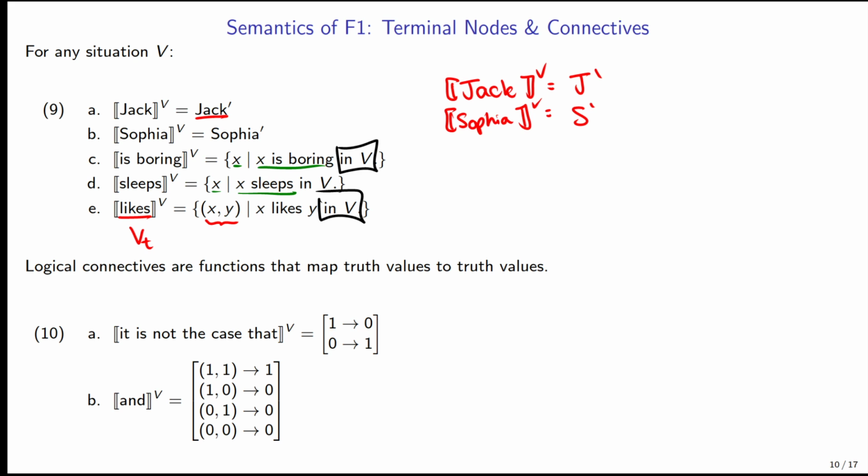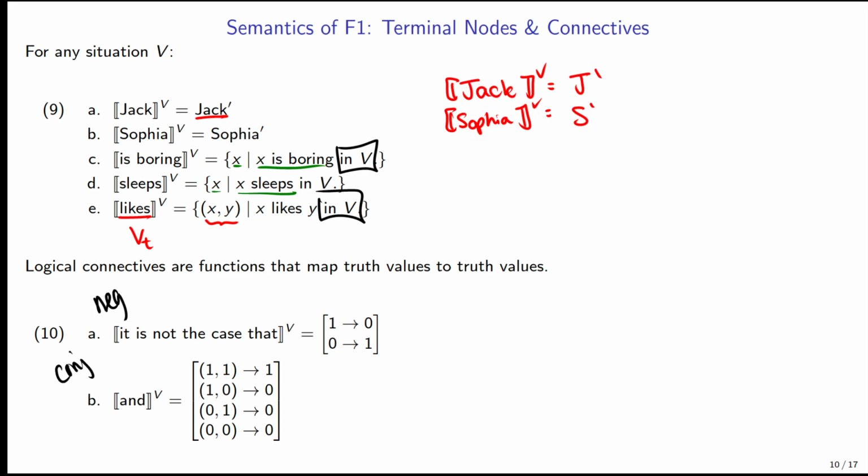So those are what our words will look like. We have a couple more types of words to define, and these are our negation and our conjunction. What we do here is we basically write our truth tables out in matrix form. So what this means: it is not the case that.